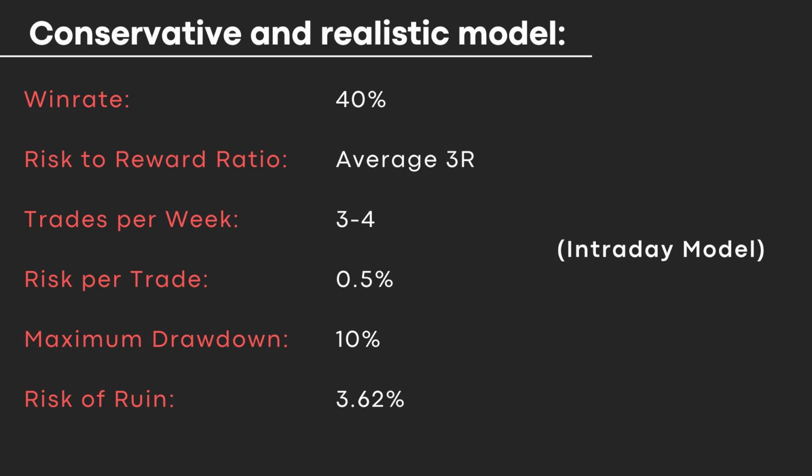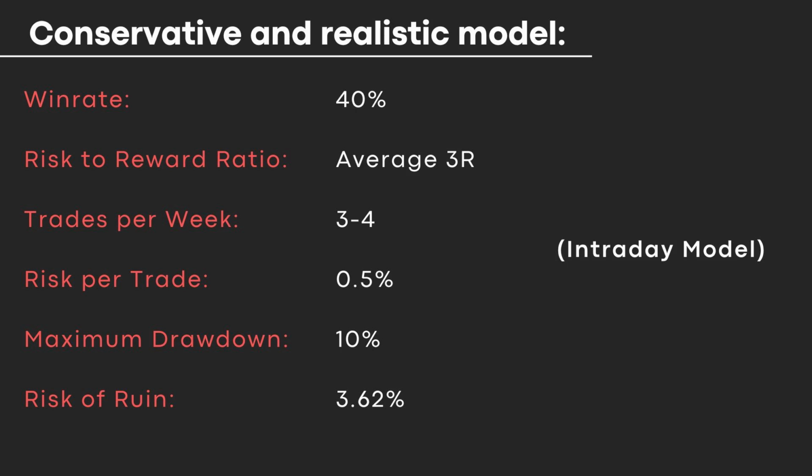You can have a 2 RR as well, or you can have a 4 to 1 ratio too, right? I've set this 3R here just to explain this case study. The next metric that we're going to consider is the trades per week, which this model offers around 3 to 4 times per week, right? 3 trades per week is the average trade quantity that this model offers.